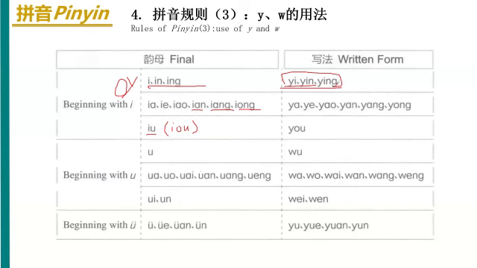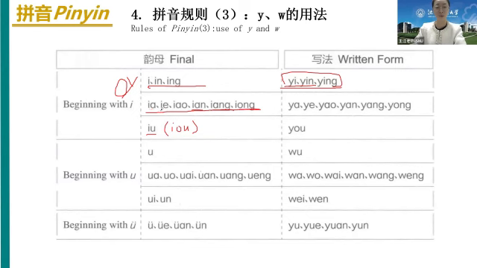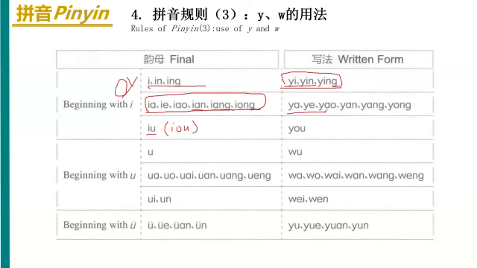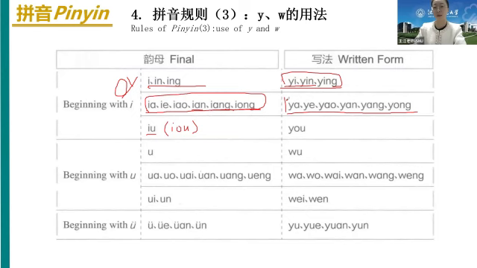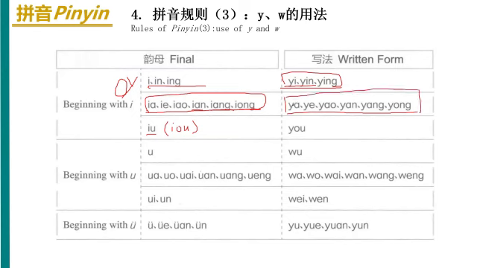Please look at these panels. There are two or three vowels in these panels, right? If there is no initial in front of these panels, what should we do? We just turn the letter i into the letter y. That's where the written form comes from. So are you clear? All right, ma'am. Yes, ma'am.